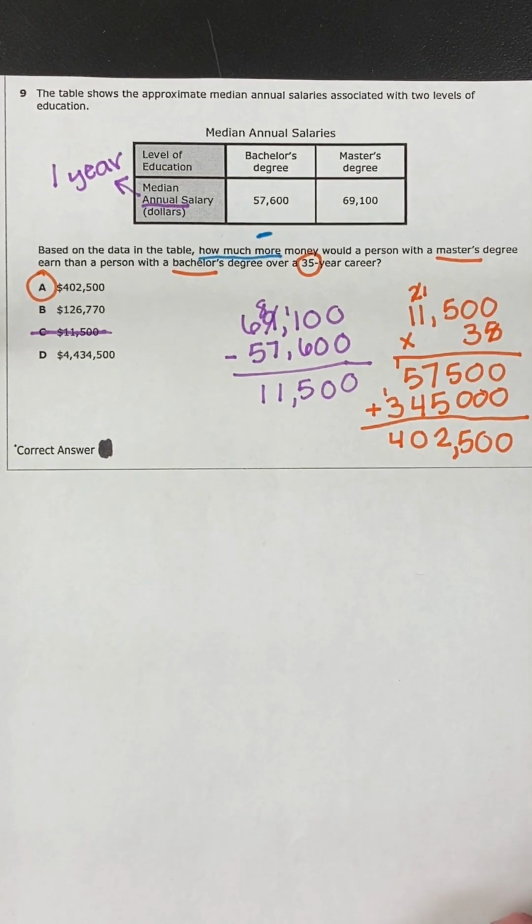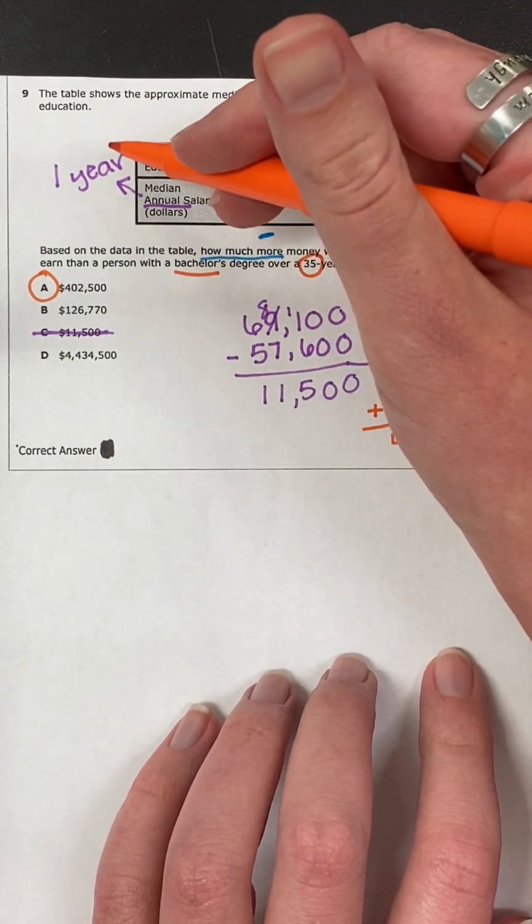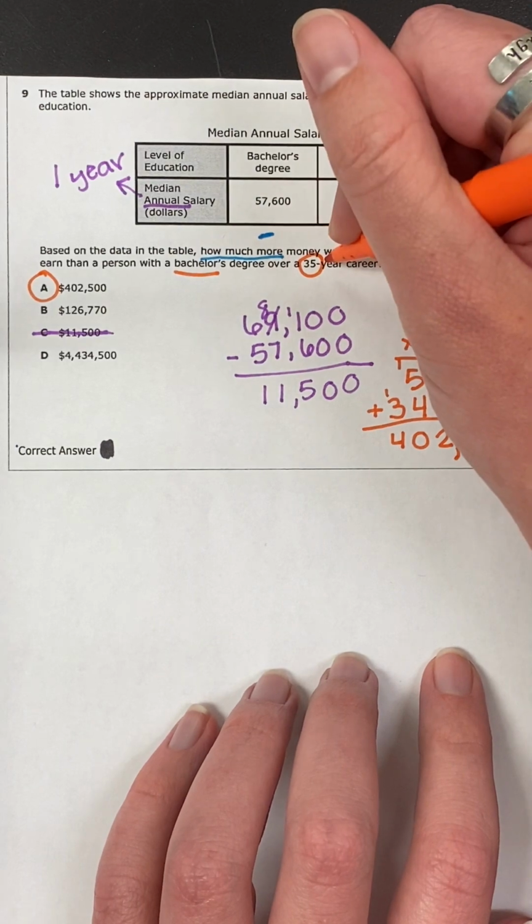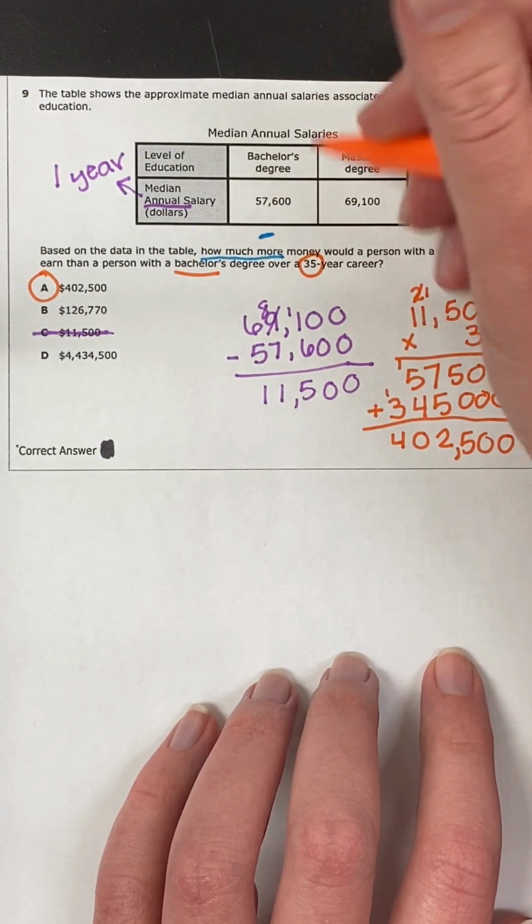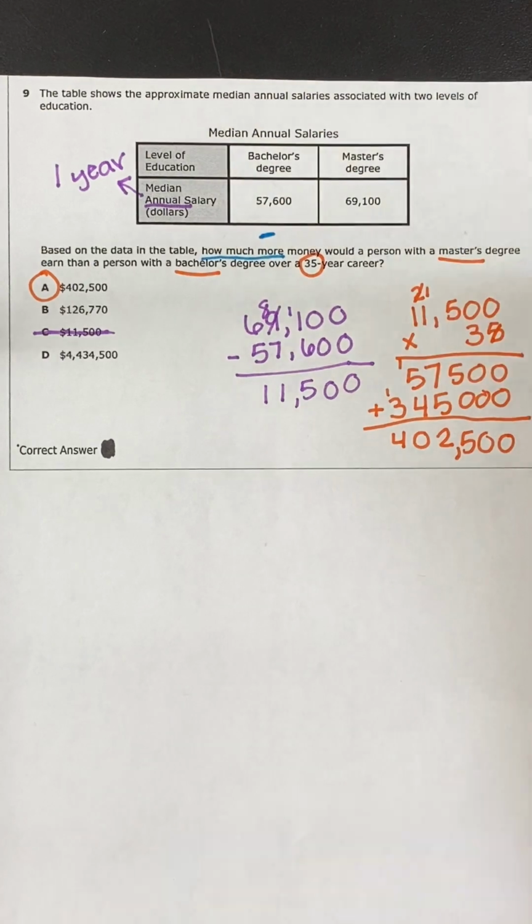So let's cover this again. Annual means 1 year. It wants 35 years, so you're going to multiply, but it says how much more, so make sure you subtract as well.